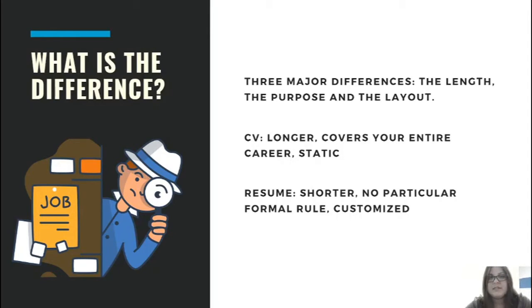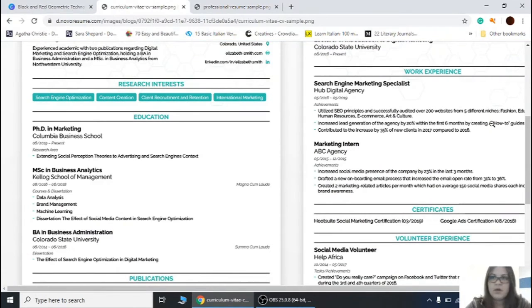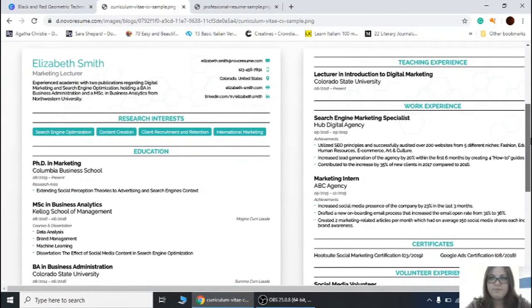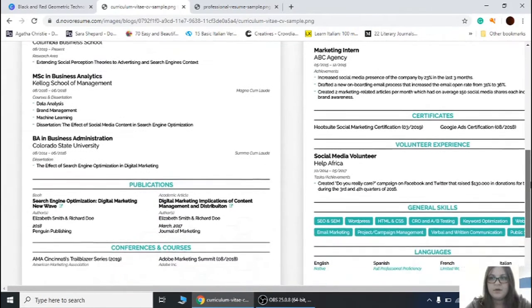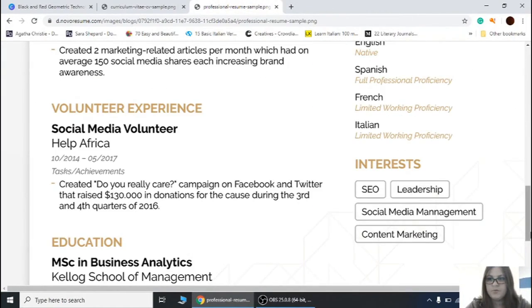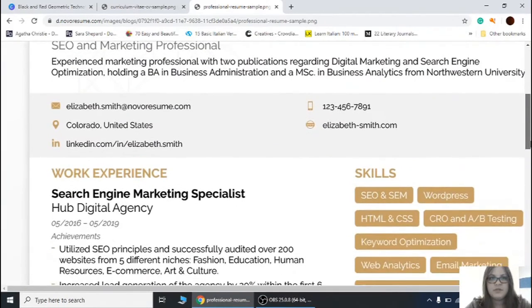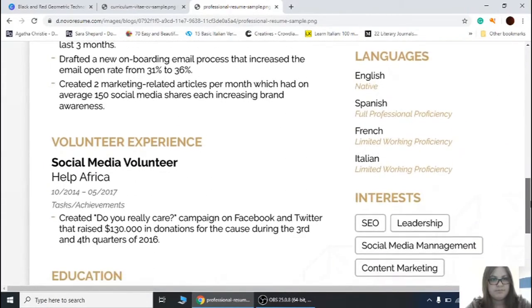However, there's another interesting difference between the two, and that is that the CV should remain static, while the resume could be tailored towards each position that you are applying. So, for instance, let me show you two samples. This one is a CV. And as you can see here, the person has stated her education, her work experiences, her certificates, and other information from her entire career. While here in her resume, she has tailored it for a marketing position, and she has only included relevant information.